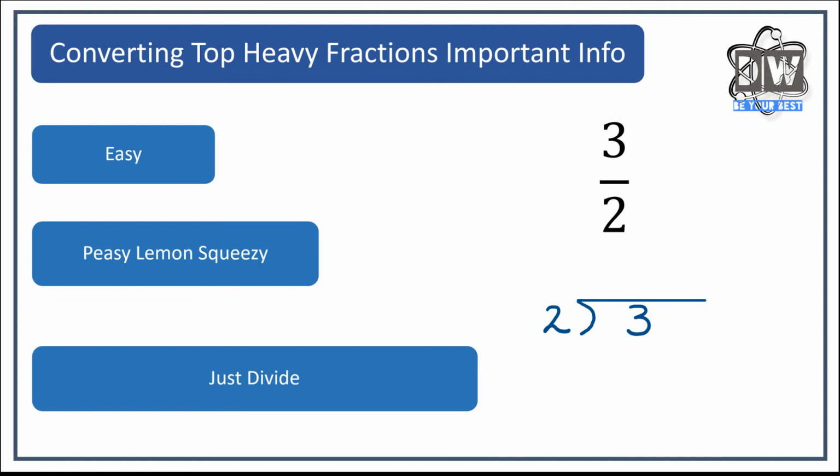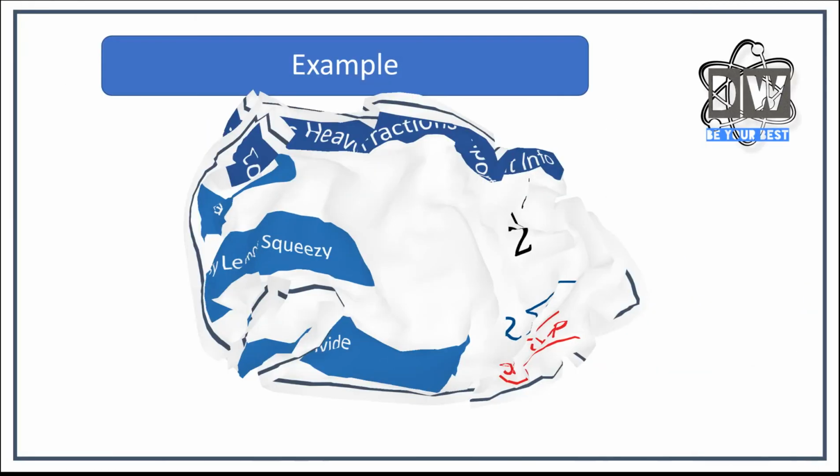For example, we've got 3 divided by 2. How many 2's go into 3? Well, there's 1 remainder 1. And if you know how to do that, then you'll know how to do these top-heavy fractions, converting them into mixed numbers. So bus stop method is key. Make sure you're confident on the basic bus stop method.